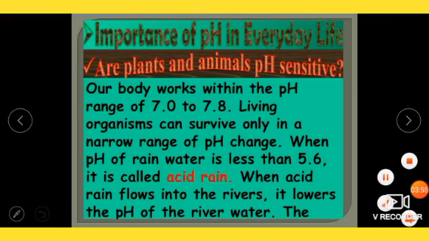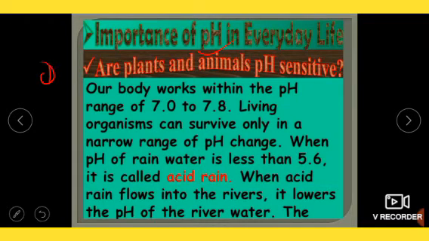So once you have understood pH, now let's understand the importance of pH in our everyday life. The first importance we will study is in plants and animals. Plants and animals are also sensitive to pH. Our body works within the pH range of 7.0 to 7.8, which is neutral to slightly basic. Living organisms can survive only in a narrow range of pH change. When the pH of rainwater is less than 5.6, it is called acid rain. And when acid rain flows into rivers, it lowers the pH of the river water.